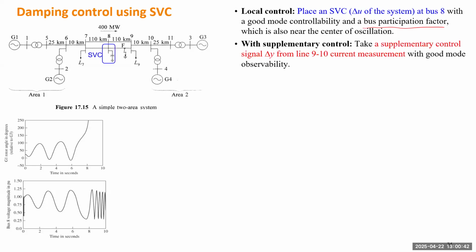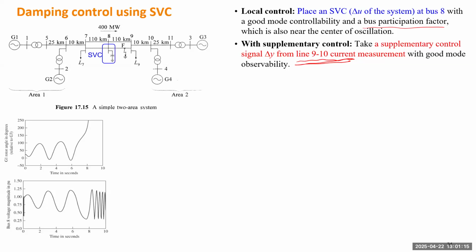And if we want to collect some data, we need to find a location with good mode observability. From the study in the textbook, the line current between bus 9 and bus 10 will be the measurement with good mode observability, which means if the system really oscillates, by collecting the data of the current between bus 9 and 10, you can see the oscillation clearly, so it has good observability.